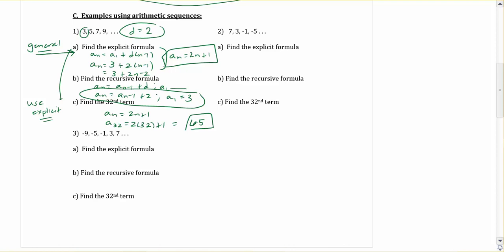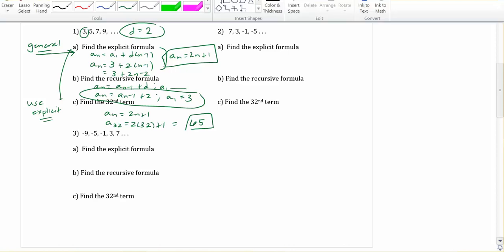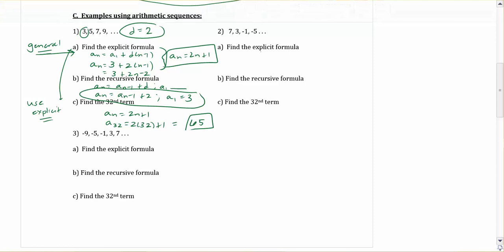All right, so let's do the same thing again on number 2. Let's go ahead and write the formulas down. So the explicit formula is a sub n is a sub 1 plus d times n minus 1. I need my first term and my common difference. So let's find out what our common difference is. Looks like you subtract 4, subtract 4, subtract 4, so it does. It indeed looks like it is arithmetic.